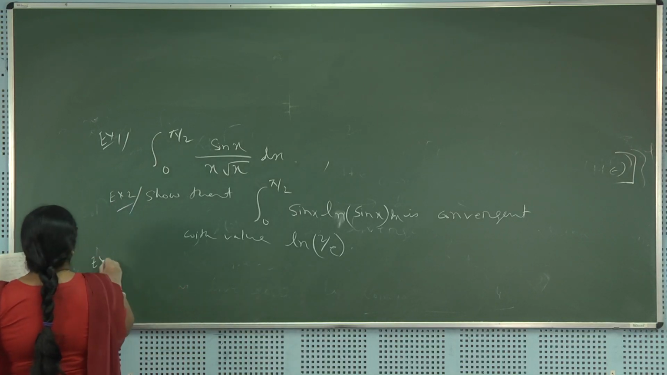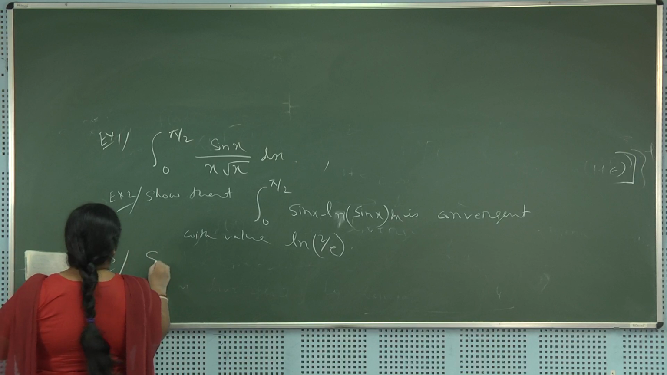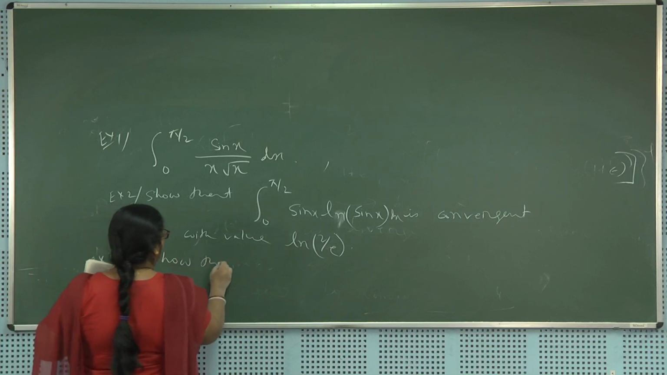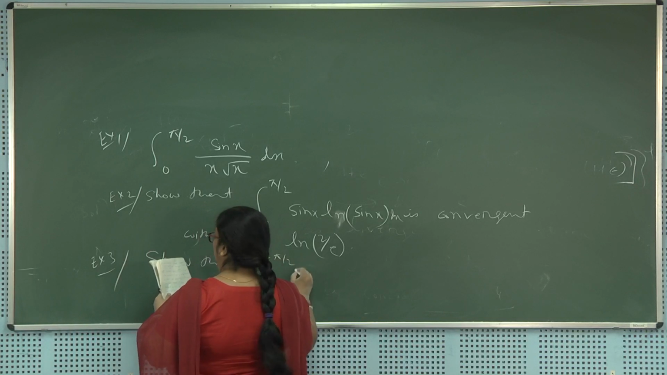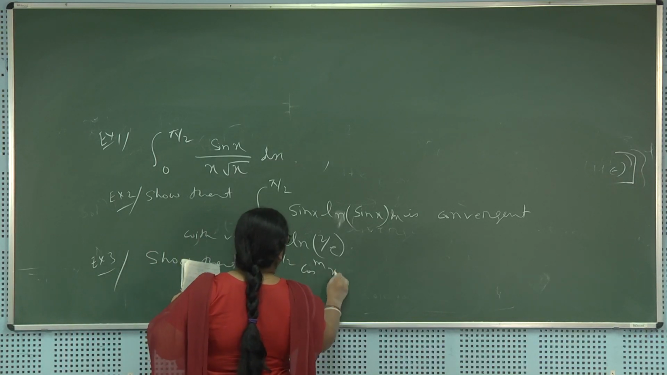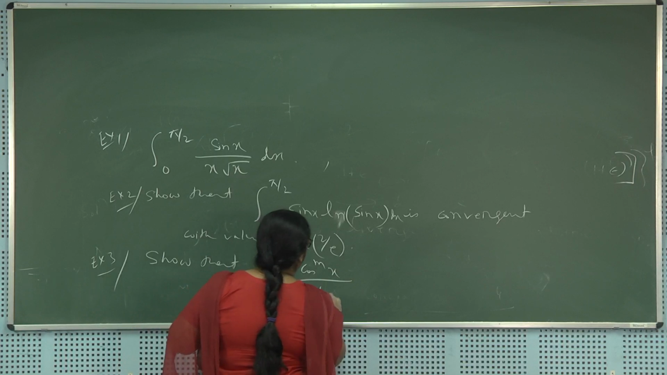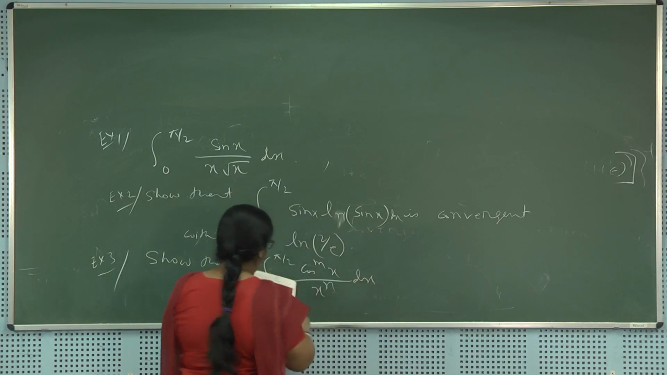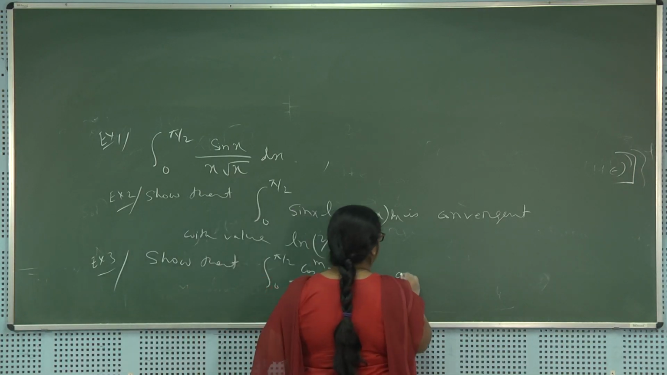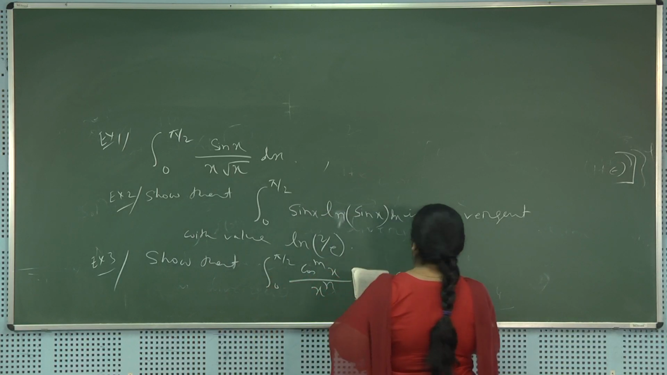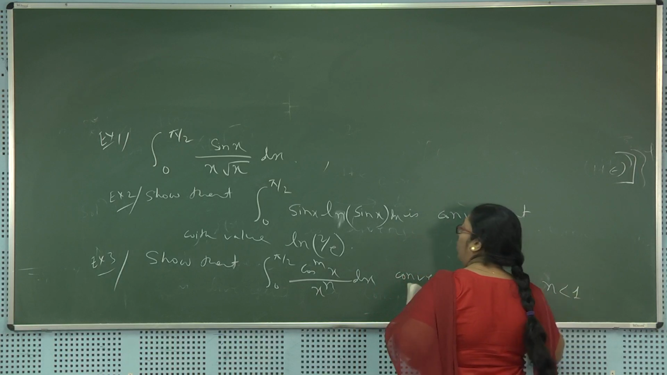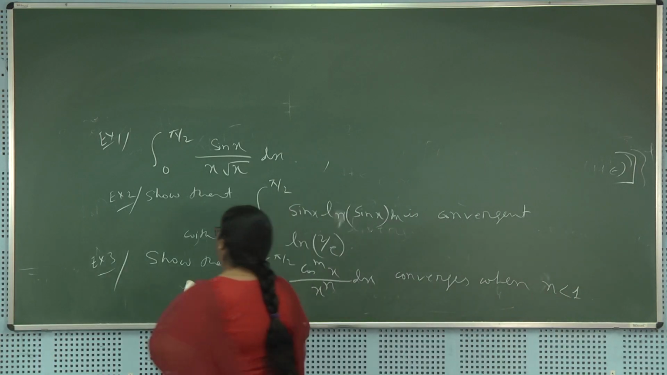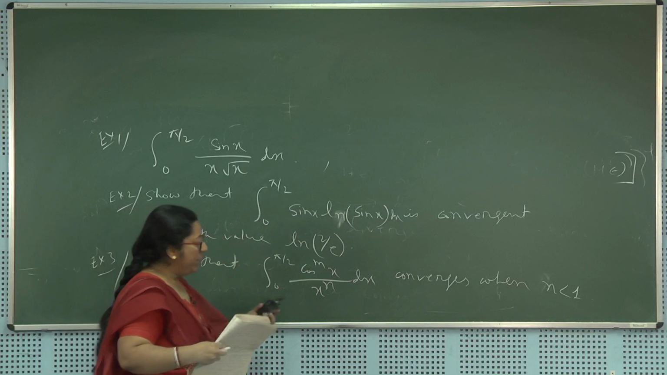Next exercise: show that the improper integral from 0 to pi upon 2 of cos(mx) upon x to the power n dx converges when n is less than 1. Or it may also come like this: discuss the convergence of this integral. So, it will depend on n.